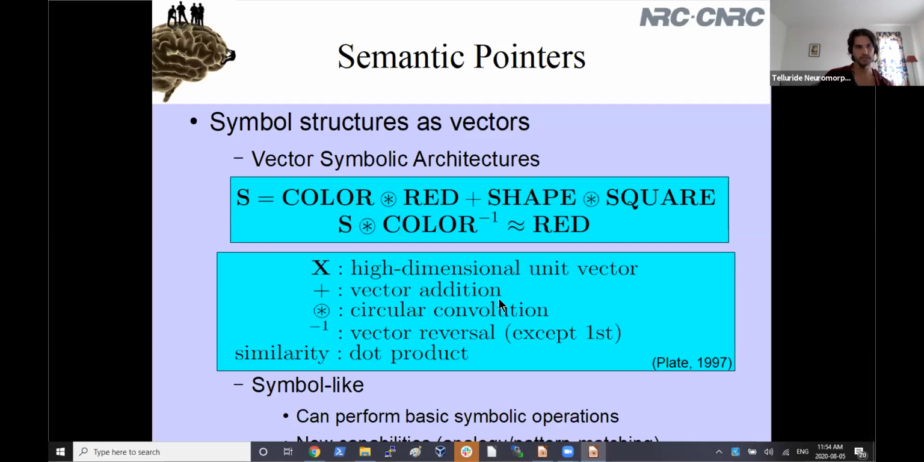Question from the audience, Terry. What is a circular convolution? Oh, right. So it is just a weird math thing. It's one of these standard things that's built into all math libraries.